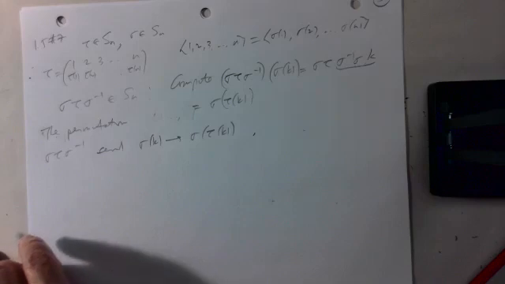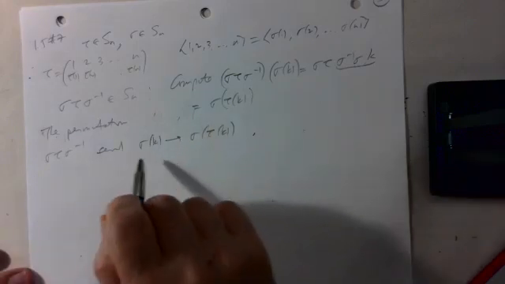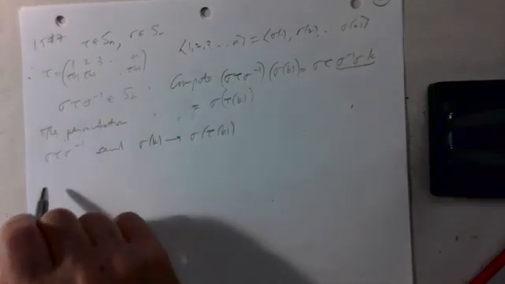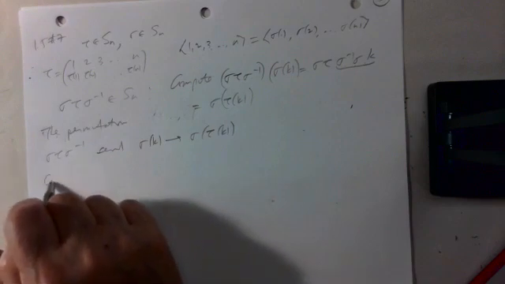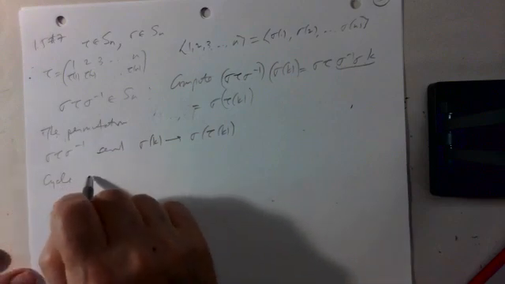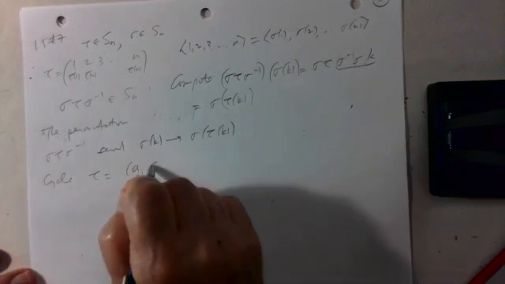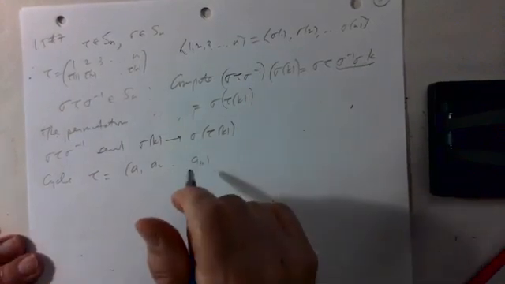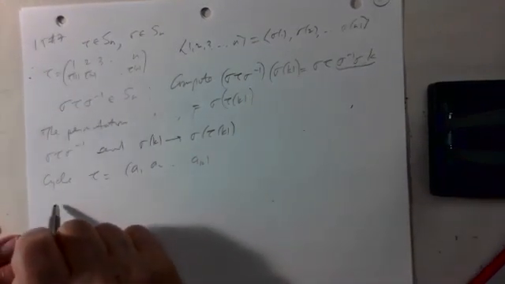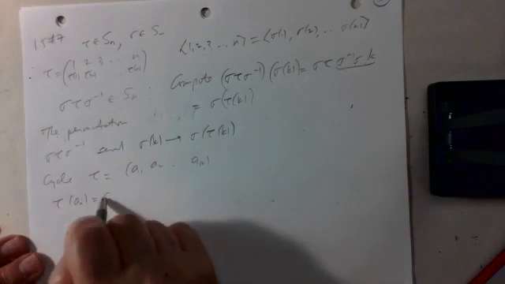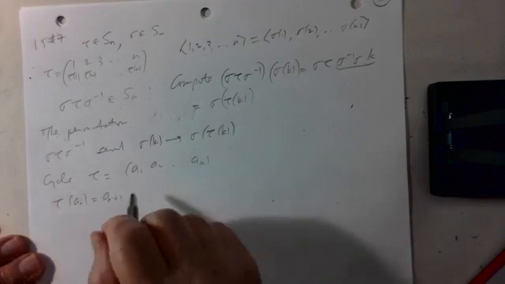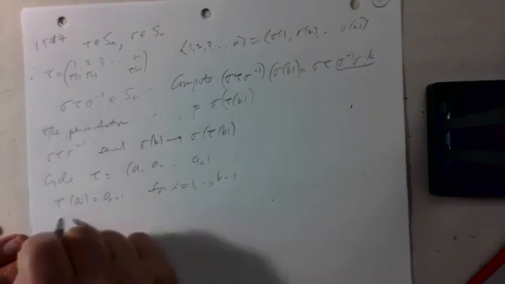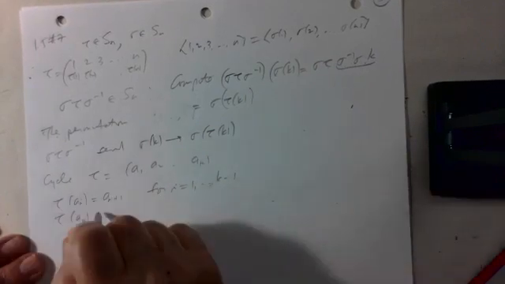Sorry, yeah, that's right. So sigma of k goes to sigma of tau of k. Suppose I have the cycle tau is what, A1, A2 up to A sub k? Is that what I said? Yes. Okay. So what does this mean? This means that tau of Ai is Ai plus 1 for i going from 1 up to k minus 1, and tau of Ak comes around to being A1.